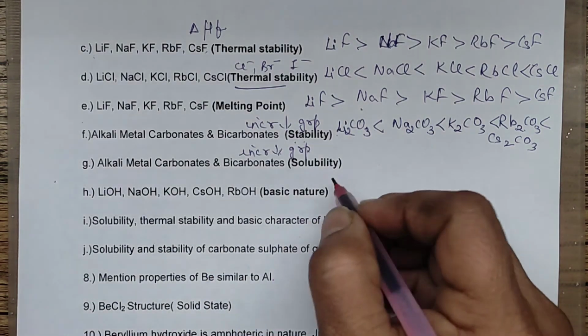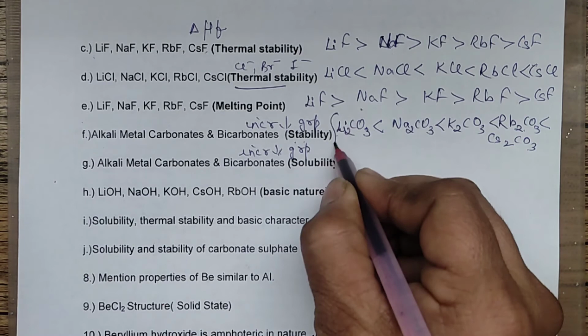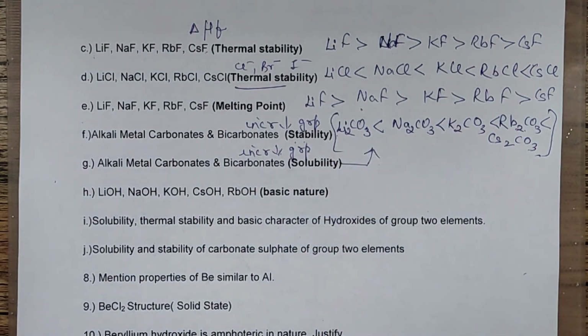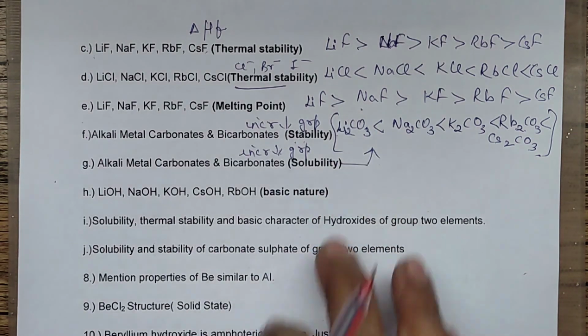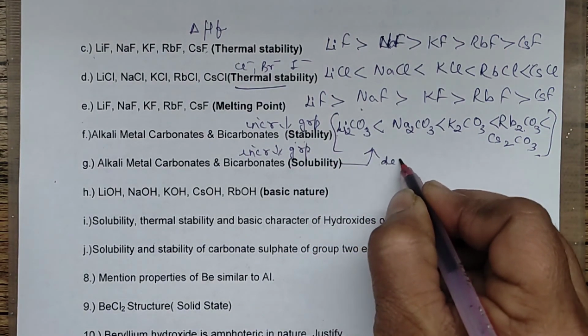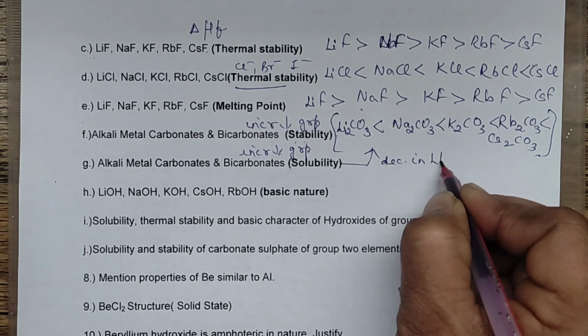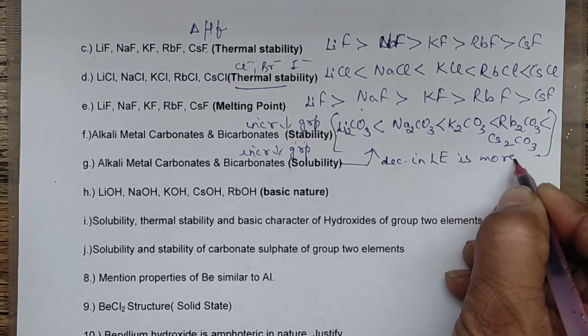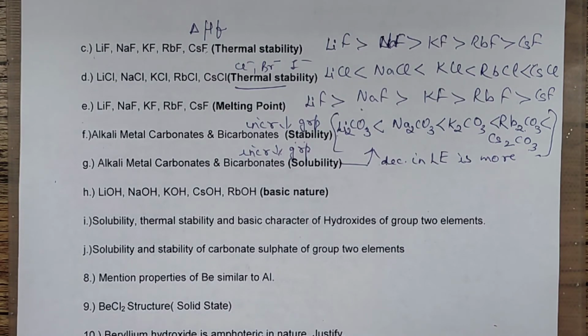Then solubility increases. The same order you will be writing for the solubility also. The same order will be written for the solubility. The reason for the solubility is that the decrease in lattice enthalpy is more than the decrease in the hydration enthalpy down the group.